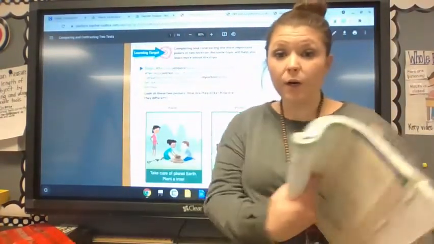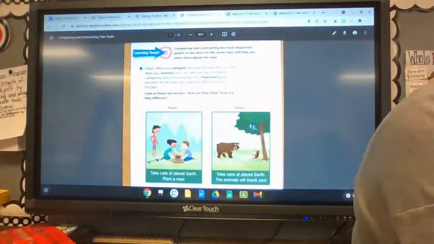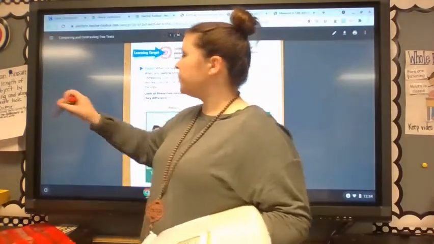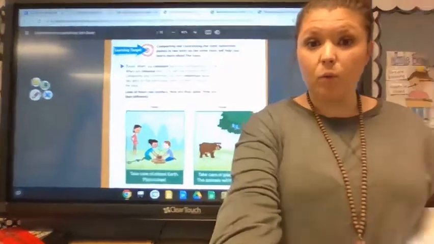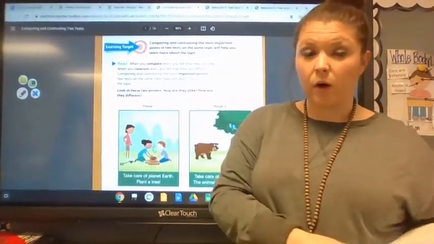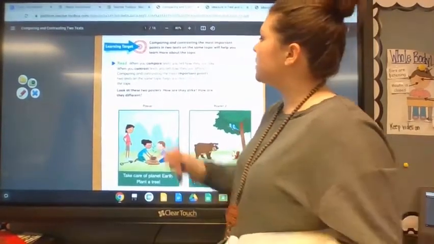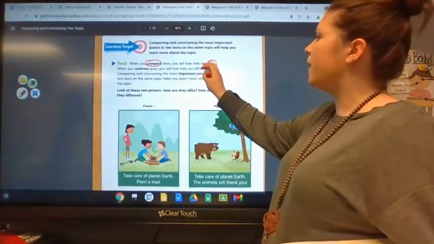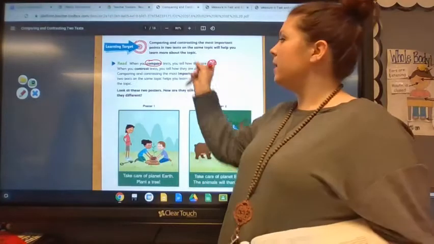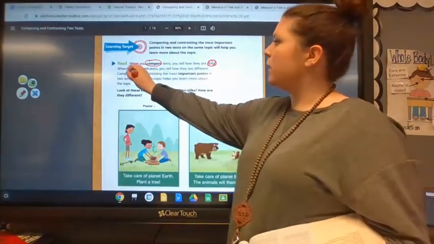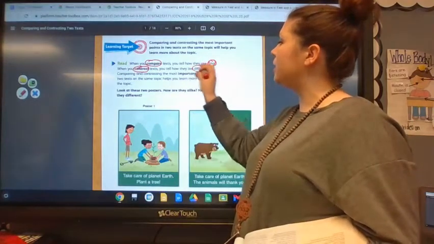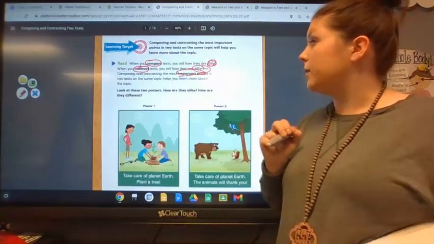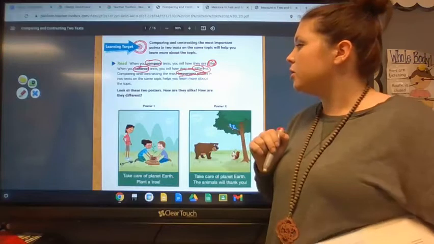All right, we're going to read the read section in our Ready Reading journals just to remind ourselves of the focus of this lesson, okay? When we get to those key words or those important words that we need to know in order to be successful with our learning target, we're going to circle those, okay? When you compare text, you tell how they are alike. I'm going to circle that word alike because that helps me know what compare means. When you contrast text, you tell how they are different. Comparing and contrasting the most important points in two texts on the same topic helps you learn more about the topic, okay?